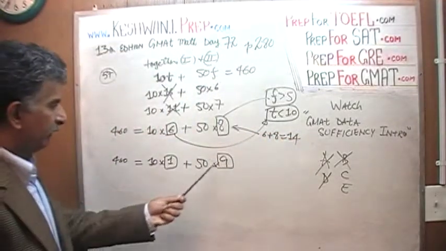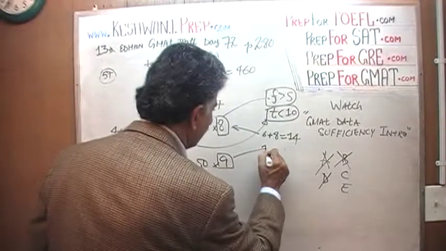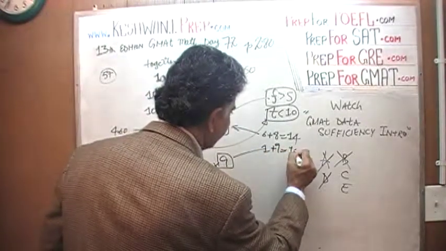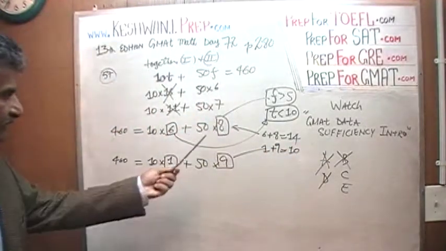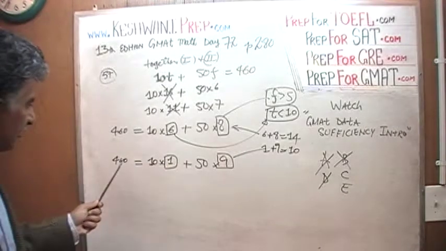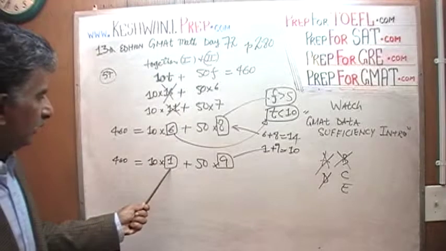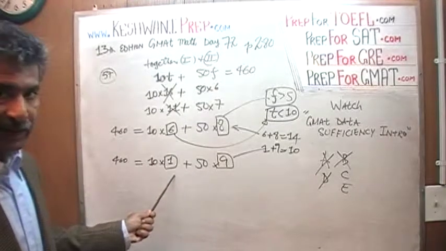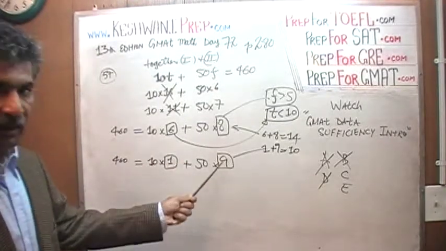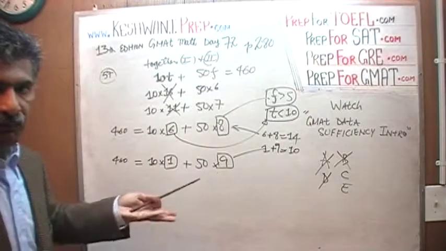In this scenario, we have 1 plus 9. This is 10 gift certificates. And since they both fulfill the conditions, in both cases we are spending exactly $460. In both cases, we are buying fewer than 10 $10 gift certificates. In both cases, we are buying more than 5 $50 gift certificates. We are fulfilling all the conditions.